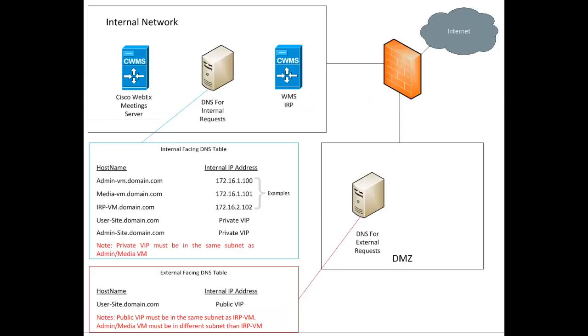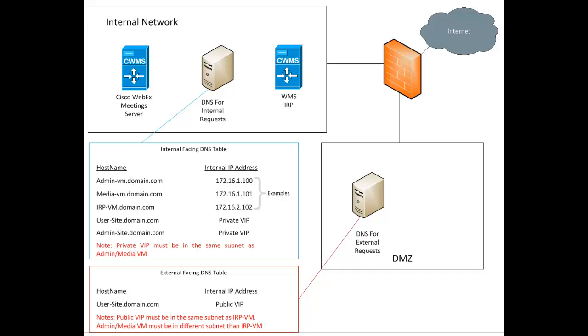Before we jump on to the next section, I wanted to explain with a few slides the different DNS options that we have available and how you would set each of those up. The first slide here shows the IRP inside the internal firewall. You'll have a unique IP address for each VM, and note that in the 50 port system here, the media and the admin VM are the same VM.